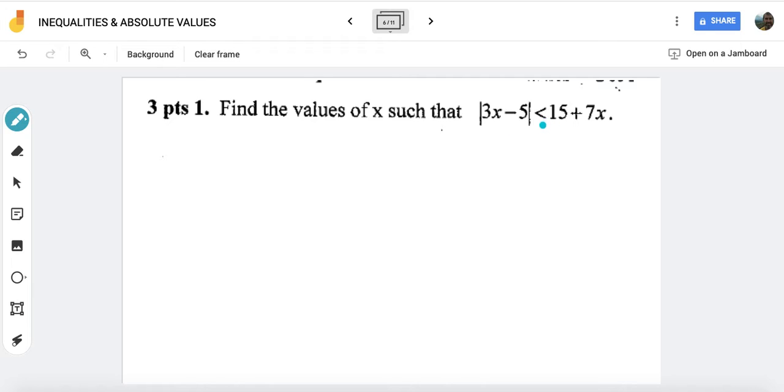This is a less than problem, so I actually am going to try to find the critical points. I'm going to start off with that 3x minus 5, to find one of the critical points. I'm going to have it equal, as it's written, 15 plus 7x. And if you recall, when you're dealing with absolute values, you also want to consider the scenario that the 3x minus 5 could equal the opposite, could equal the negative. So I'm going to write that as 3x minus 5 could equal the opposite of this, which would be negative 15 minus 7x. So I'm going to solve these two to get the two critical points.